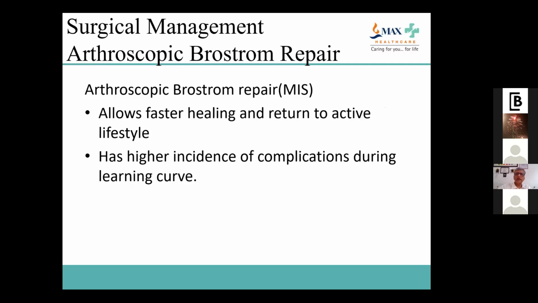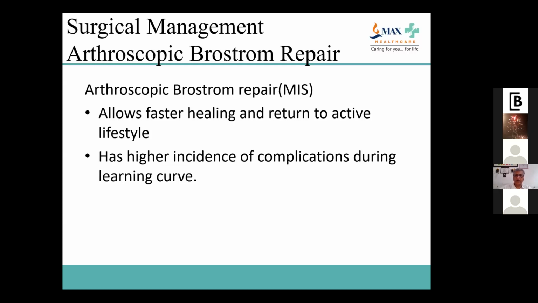The trend in the last 10 years is switching towards an arthroscopic Brostrom repair. So what is the advantage in arthroscopic Brostrom repair? Well, it doesn't disturb the soft tissue layers of the skin and subcutaneous tissue, and so a good vascular environment is left for the healing and maturation of the repair.